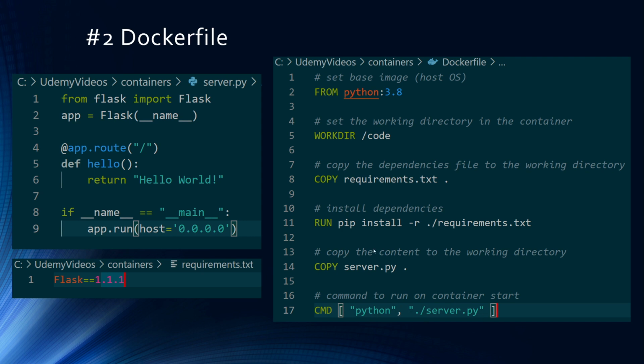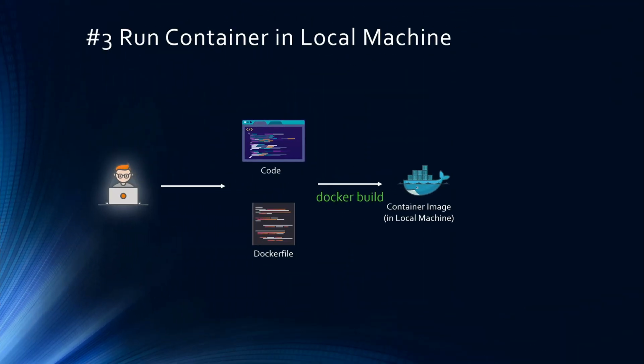So the difference between RUN and CMD commands are, they are both Dockerfile instructions. RUN lets you execute commands inside of your Docker image, and CMD lets you define the commands to run when your container starts. Okay, so at this point we have the container image. So then you run the container in the local machine using docker run. All right, so let's do this part. Let's build the Docker image and then do docker run.